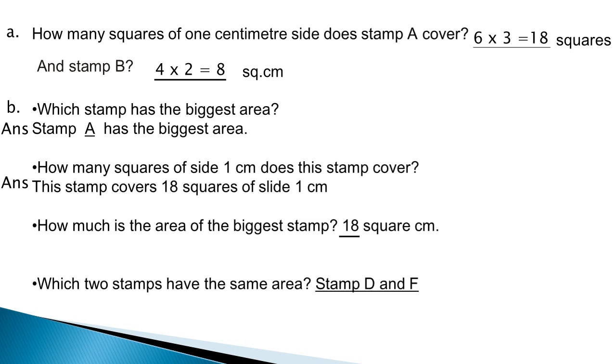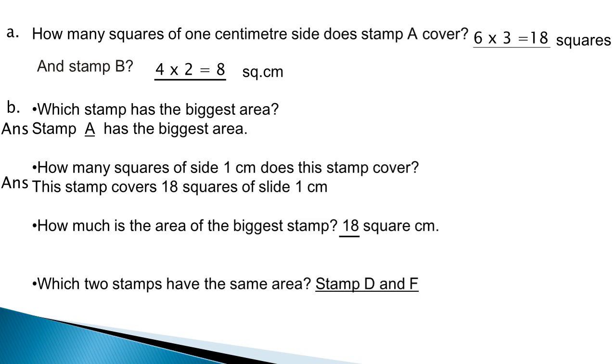And how many squares are there? 18 squares are there. How much is the area of the biggest stamp? Area again 18 square centimeter. How? Because each square side is 1 centimeter, so there are total 18 squares. So the area is also 18 square centimeter.